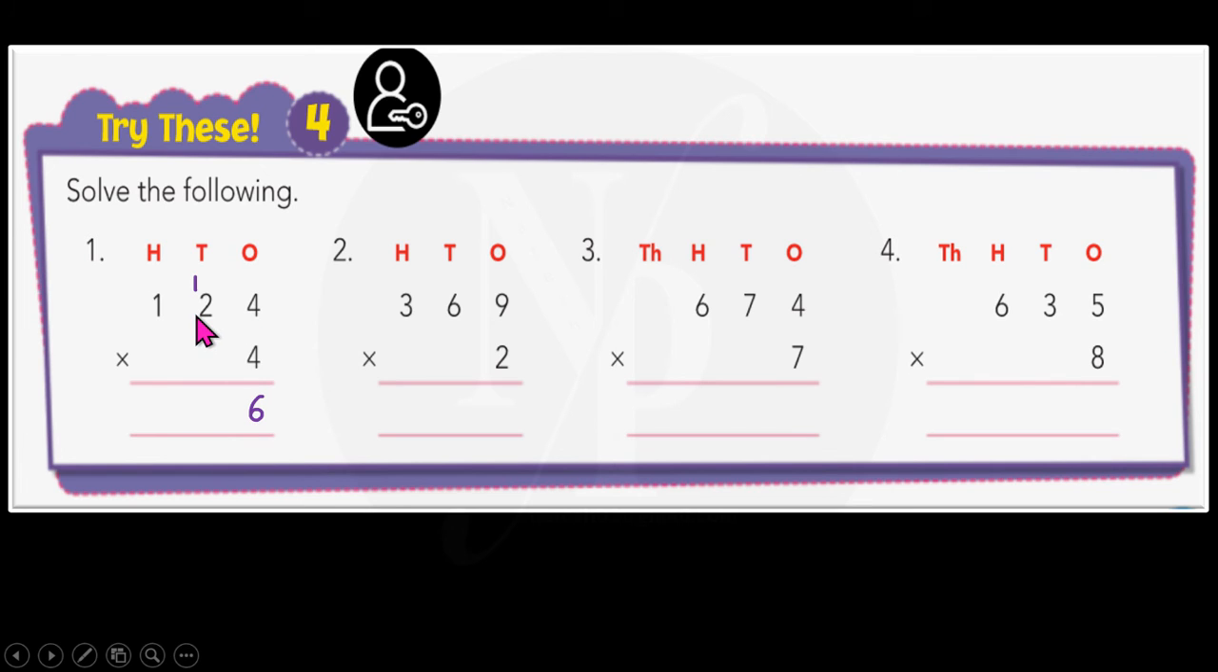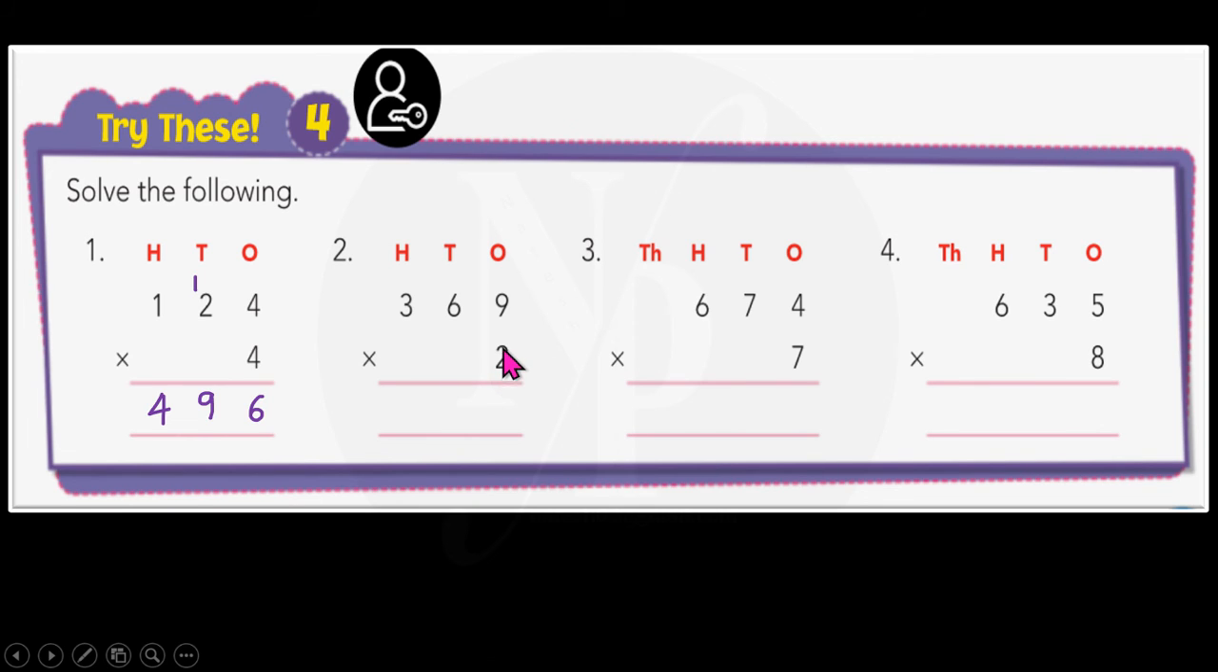And now we multiply this 2 in tens place by 4. 4 twos are 8, and 8 plus 1 is 9. So it represents 9 tens, and we write 9 in tens column. And in hundreds place we have 1, and 100 multiplied by 4 gives us 400. So we write 4 in hundreds place. 496 is the product. In second question, we have 369 into 2.